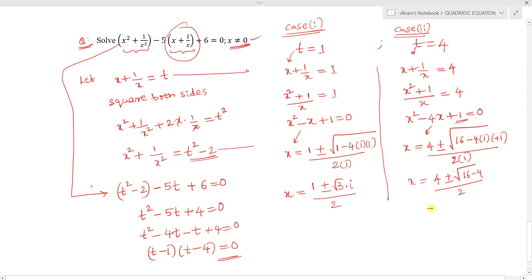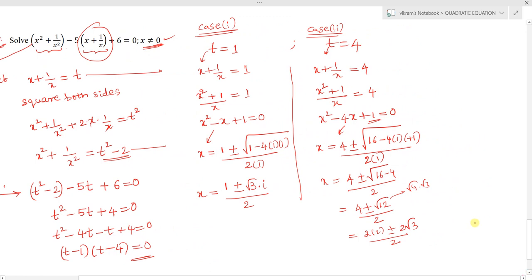So that means square root 12. 4 plus or minus square root 12. Square root 12 can be written as root 4 into root 3, by 2. And we can write it as 2 into 2 plus or minus 2 root 3 over 2. And we can write x is equal to 2 plus or minus root 3.